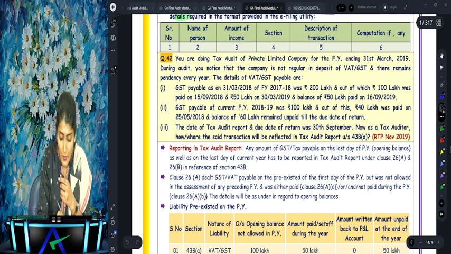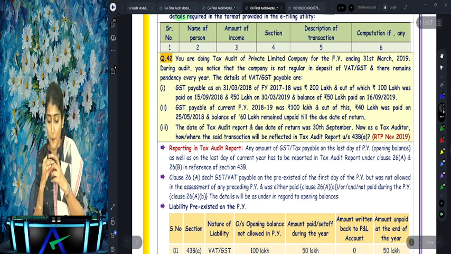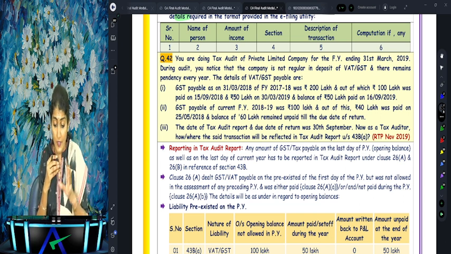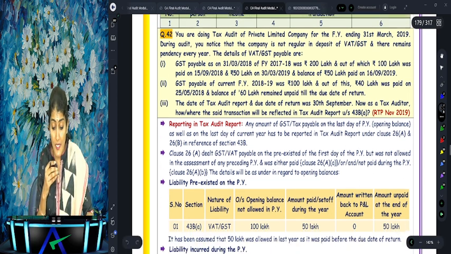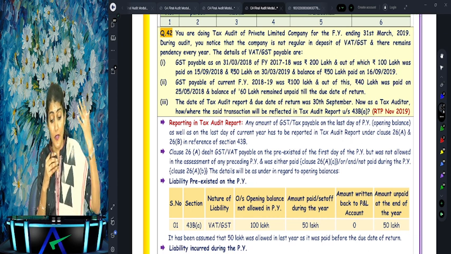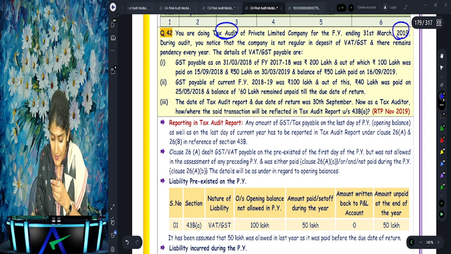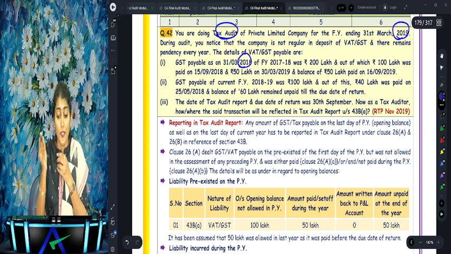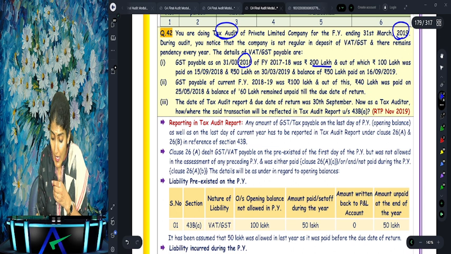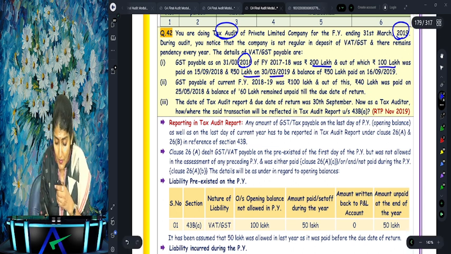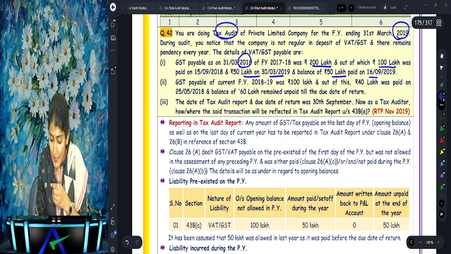Okay, you are doing the tax audit of a private limited company for financial year 2019. During the audit, you notice that the company is not regular in depositing the GST and there remains pendency every year. The details of the GST payable are: GST payable as on 31st March 2018, so we are doing tax audit for which year over here? 2019. It says which was payable as on 31st March 2018 was 200 lakh, out of which 100 lakh was paid on 15th of September and 50 lakh was paid on 30th of March, and balance 50 lakh remained unpaid.